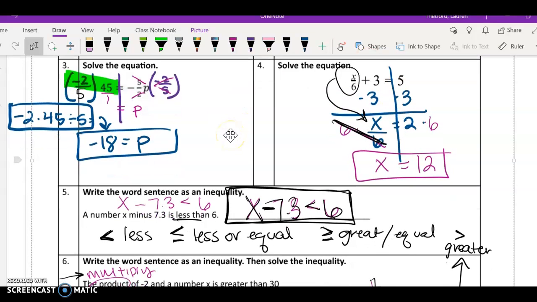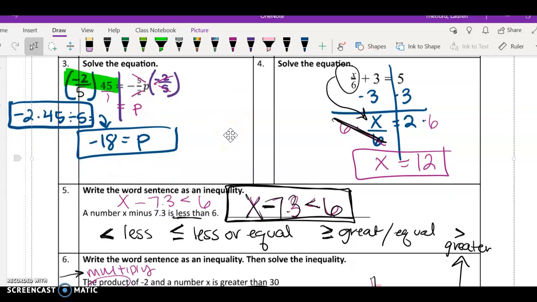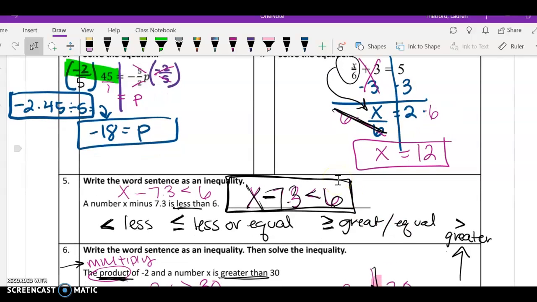For number 4, we subtract 3 from both sides, and we get 2, because 5 minus 3 is 2. And then these cancel out. So then we bring down x over 6 equals 2. Multiply by 6 on both sides, and we get x equals 12.